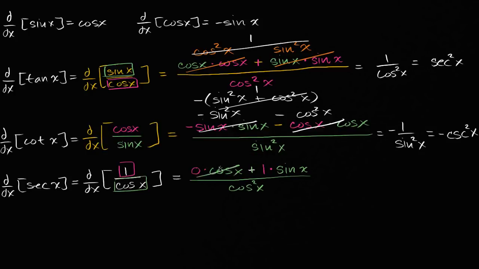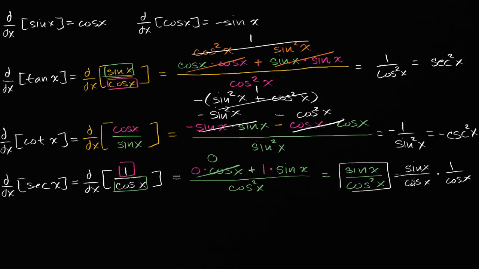And so 0 times cosine of x, that is just 0. And so all we are left with is sine of x over cosine of x squared. And there's multiple ways that you could rewrite this if you like. You could say that this is the same thing as sine of x over cosine of x times 1 over cosine of x. And of course, this is tangent of x times secant of x. So you could say the derivative of secant x is sine of x over cosine squared of x, or it is tangent of x times secant of x.